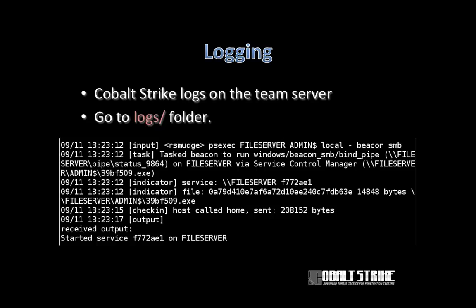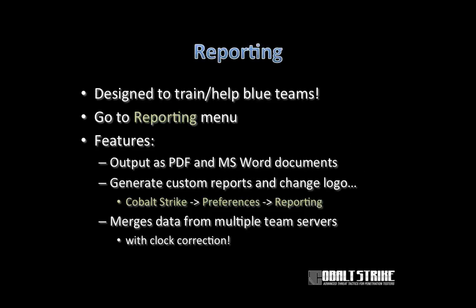Cobalt Strike also takes steps to log indicators that a blue team may be able to observe in the log files as well. So here we have the MD5 hash of a file put on a target. You can see the check-in times for each of the beacon sessions and the output that was provided by each beacon as well. Cobalt Strike's reporting is designed to train and help blue teams.